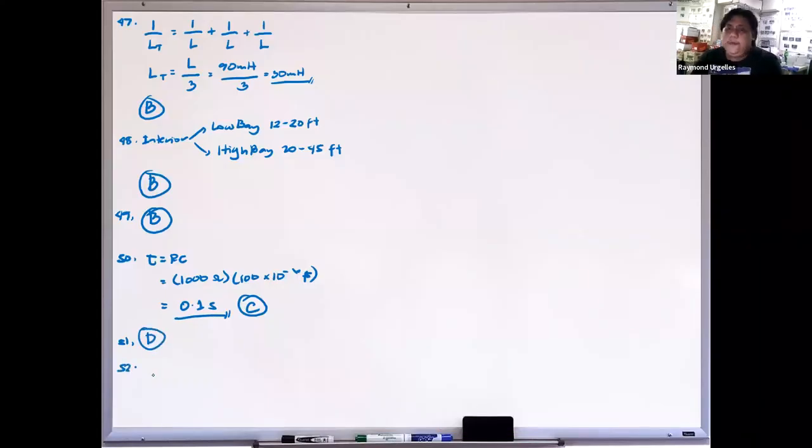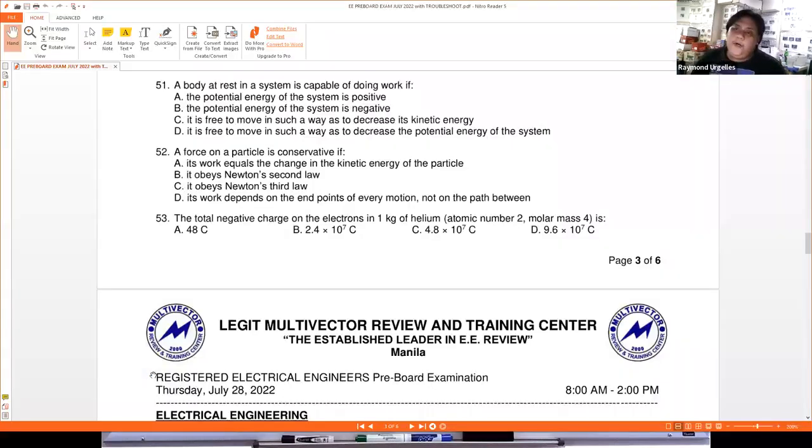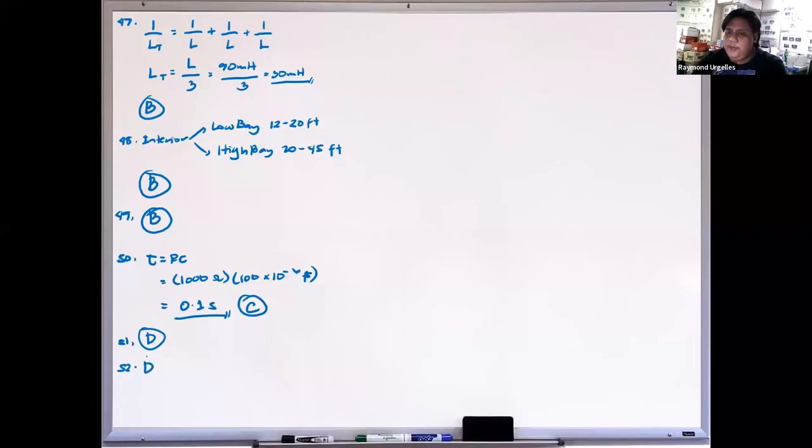Next number, 52. So, a force on a particle is conservative, so F blank. Pag sinabi natin non-conservative yung force, yan yung work done natin na ini-integrate. Pag hindi na natin siya kailangang i-integrate, ibig sabihin, we are just considering yung dalawang points dun sa system. Sa akin, parang kinetic energy sa potential energy. So kaya yung sagot natin dito is letter D. Its work depends on the endpoints of every motion, not on the path. Kasi pag sa path, yun yung kailangan natin i-integrate, yung mga ginagawa natin sa thermodynamics. So kaya yung sagot natin sa number 52 is letter D as well.